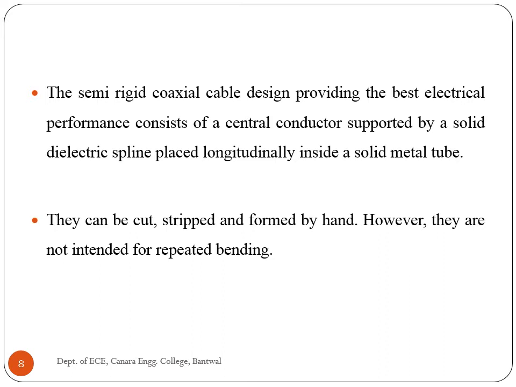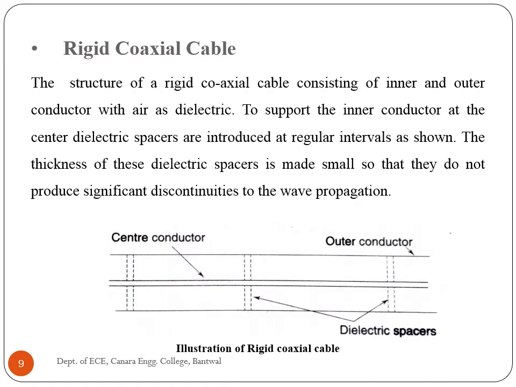They are expensive and require special care to bend and install. They can be cut, stripped, and formed by hand. However, they are not intended for repeated bending. Rigid coaxial cable is formed by two copper tubes supported at cable ends and at meter intervals with spline cable supports, and cannot be bent and requires specially constructed elbows.